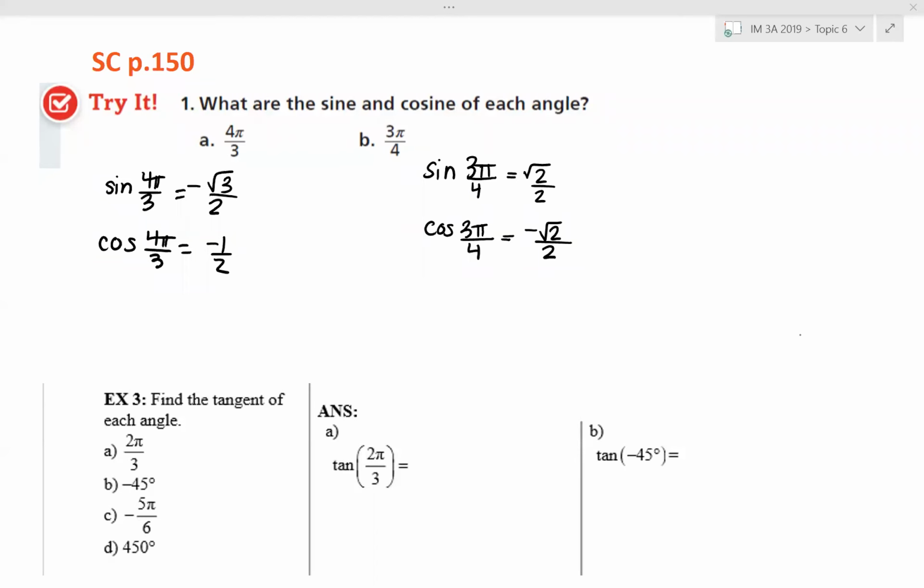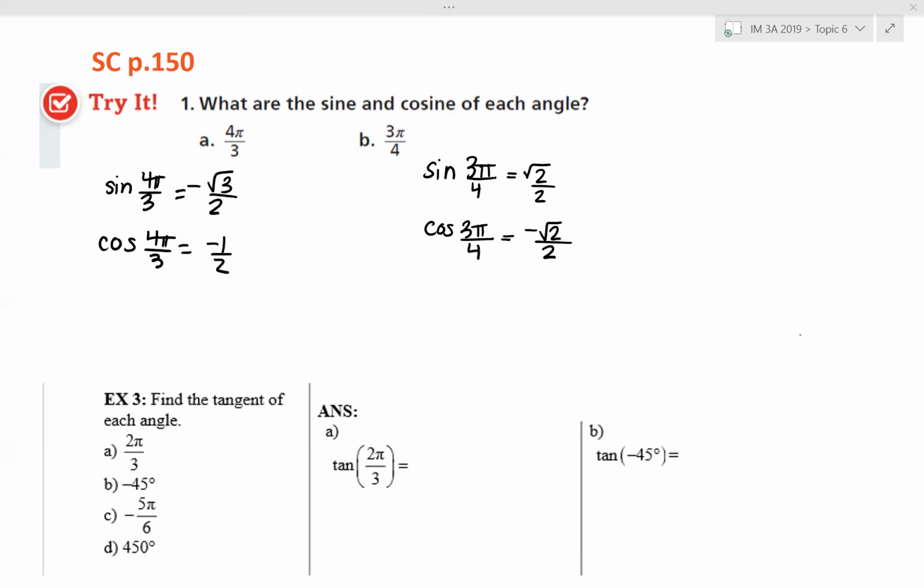Okay, so the x coordinate for 4 pi over 3 was negative 1/2, so that's our cosine value. The y coordinate at 4 pi over 3 was negative root 3 over 2, and so that's our sine value. Similarly, the coordinate for 3 pi over 4 was negative radical 2 over 2, comma, radical 2 over 2. So the negative is our cosine, and the positive is our sine. So now what we're going to do is look at tangent. Ultimately, these angle measures are the same.